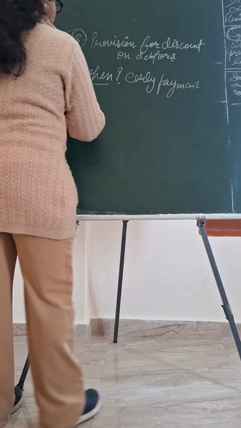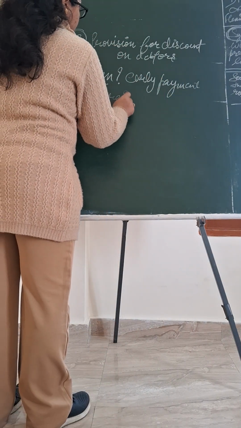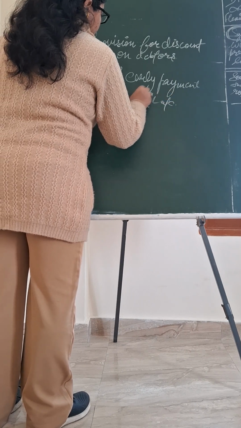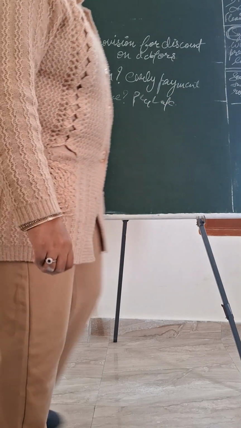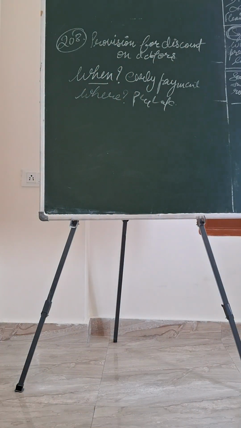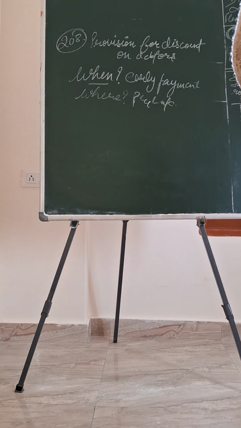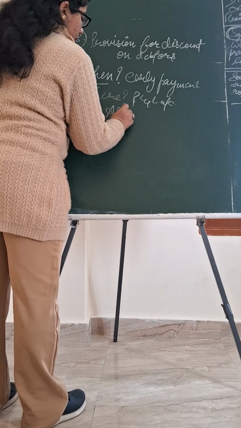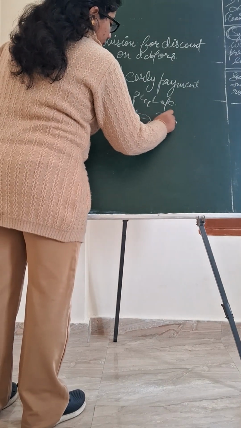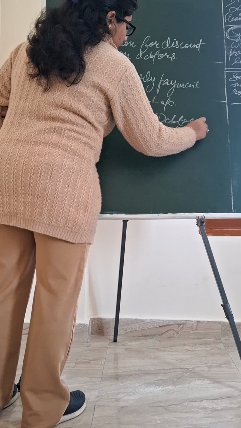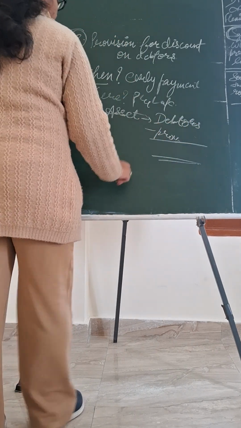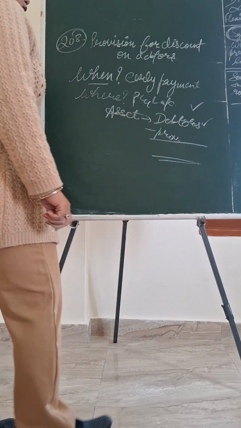And where is it recorded? It is recorded in the P&L account. ठीक है? This is very much clear. Two-side treatment is there. First is the debit side of the P&L account, and then on the asset side, debtors minus provision. So these are the two accounting treatments for discount on debtors.